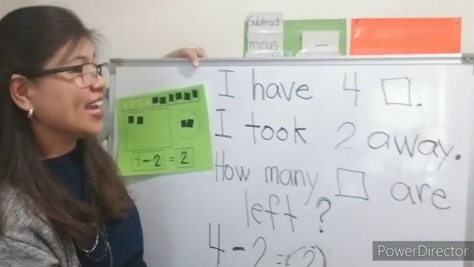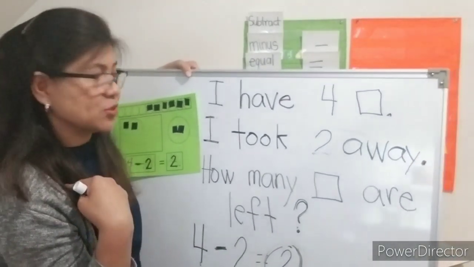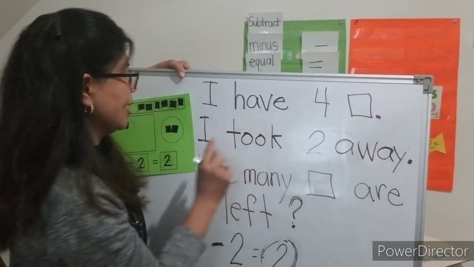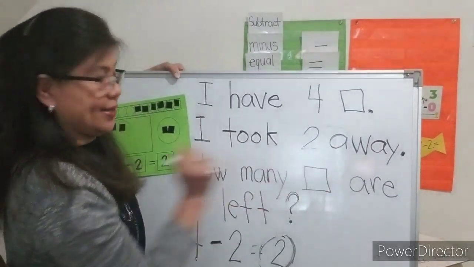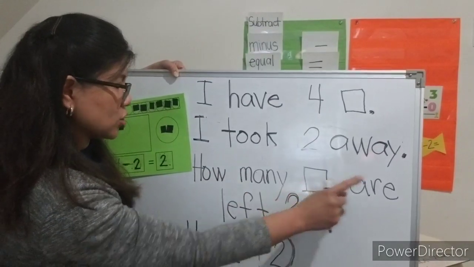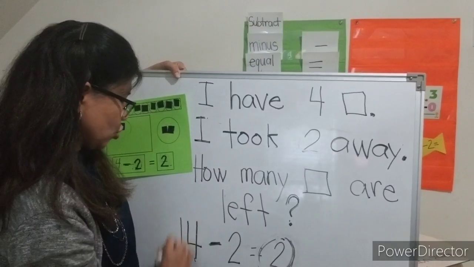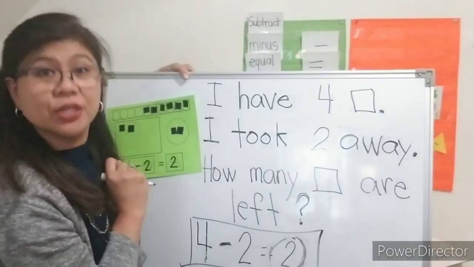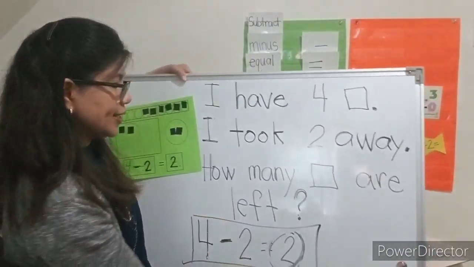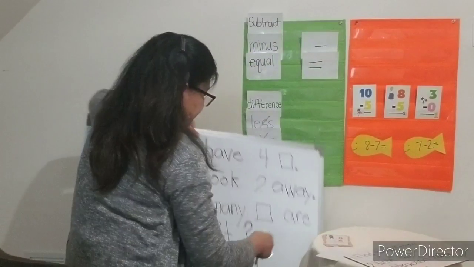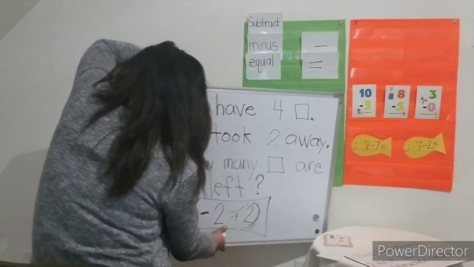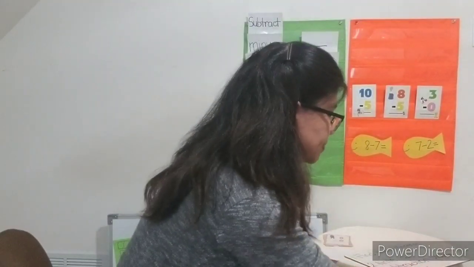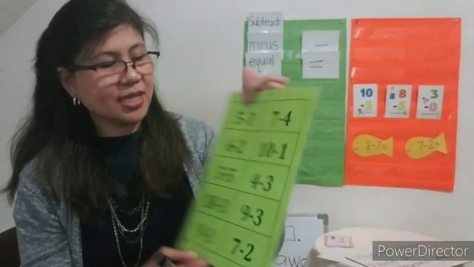You got it? Okay. Help me read the problem story. Go. I have 4 squares. Period. I took 2 away. How many squares are left? So this is your subtraction sentence. Does your sentence match with the problem? It does, right? So you can write your own problem stories. Okay, you can make your own problem stories using these sentences.